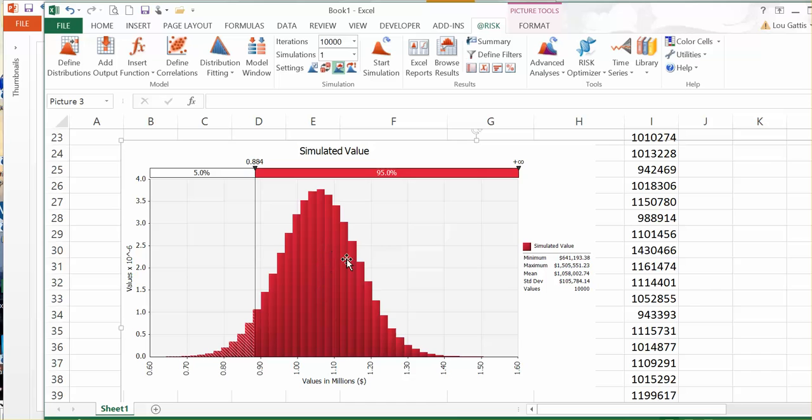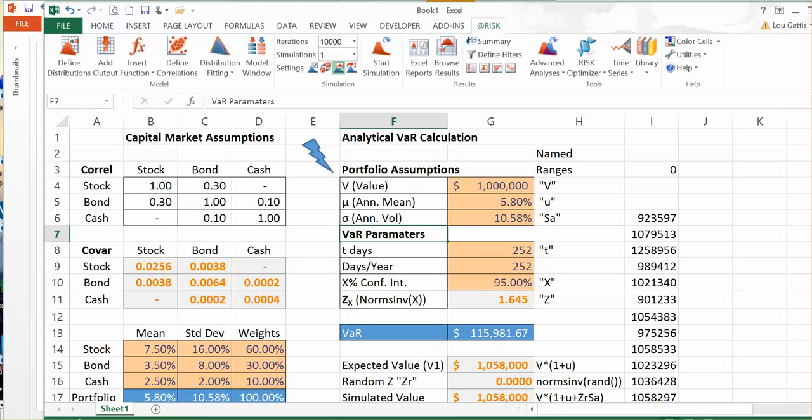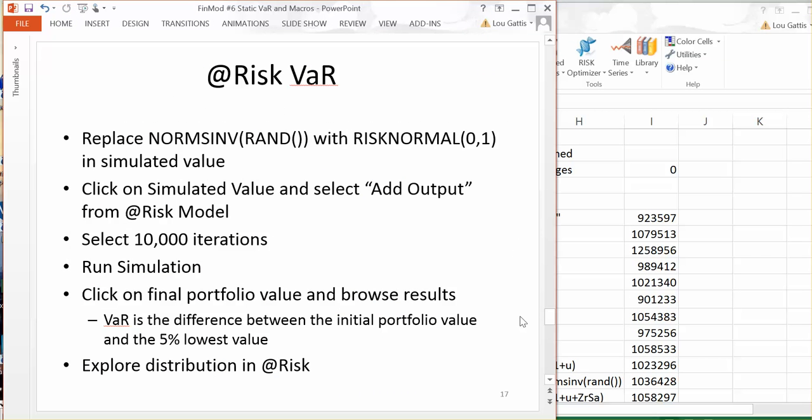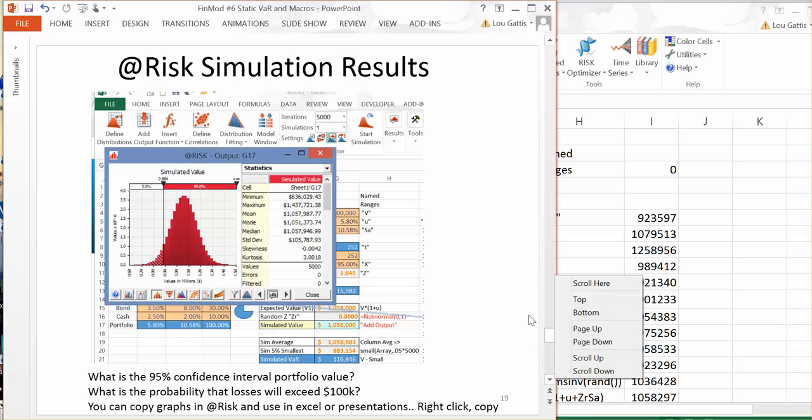So again, my VaR is the difference between this 5% lowest value and my mean value, 1,058,000. So you can see the mean right here, 1,058,000. And the 5% lowest is 884,000. The VaR is the difference between that outcome and my mean. So that's how we use @RISK to estimate VaR.